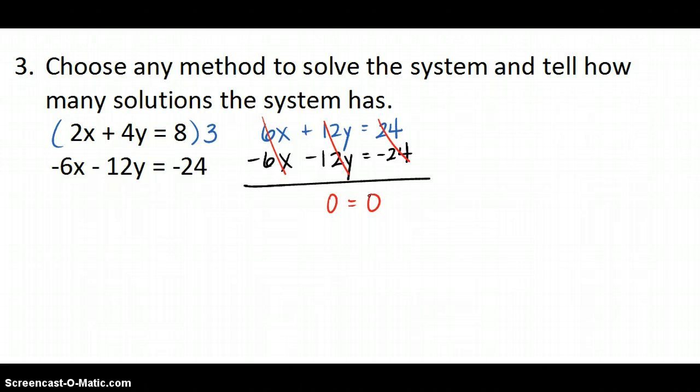0 equals 0, right? It's always the same number, and we know that when we get the same number on both sides of our equal sign, we have an infinite number of solutions. So really, these two equations are the same. One is just -3 times bigger. So we can cancel everything out and get infinite.